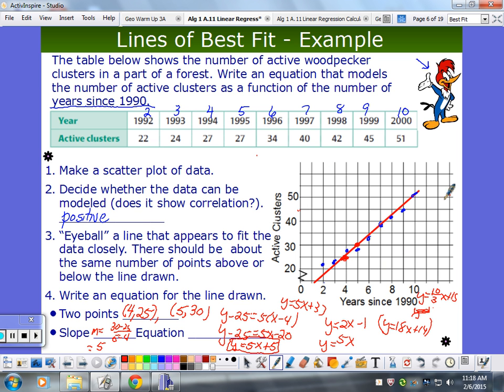I changed it. I got y equals 5x plus 5. Okay, that's way better. So what you want to do, it needs to make sense. Now, I think you have a better sense of what's going on here.